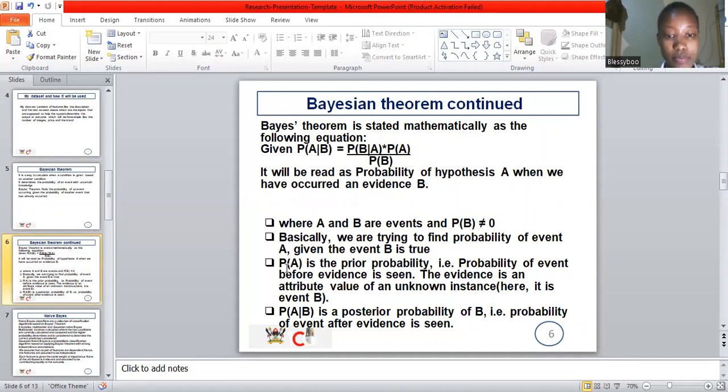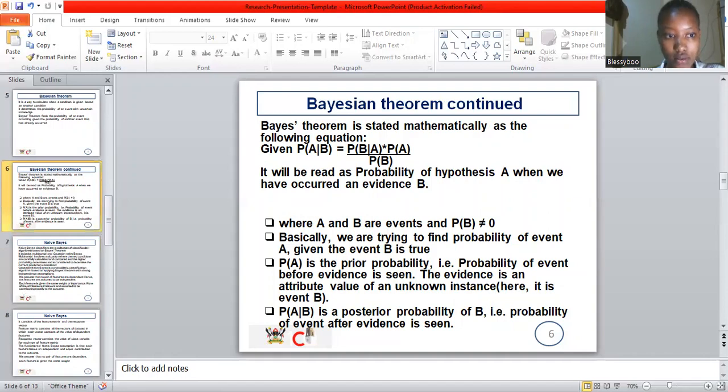P(A), the probability of A, is the prior probability. What do I mean? The probability of the event before evidence is seen, meaning this probability is what occurs before the condition that we base on is seen. And that evidence that we will have to base on is the probability of event B. So the probability of event A given B is the posterior probability, meaning the probability of the event after the evidence is seen, which evidence is the probability of B.